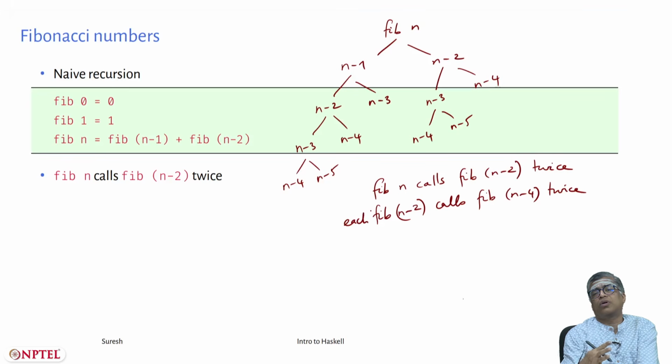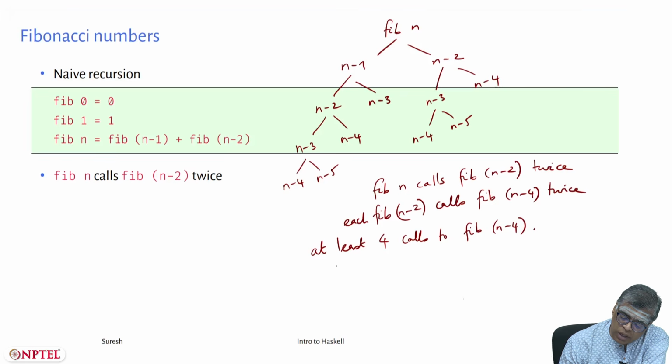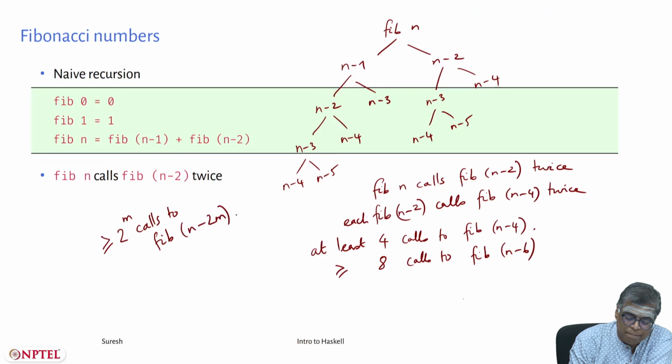So, there are at least 4 recursive calls to fib n minus 4. Now, extending this reasoning, at least 8 calls to fib n minus 6, right? And in general, at least 2 to the m calls to fib of n minus 2m, right?